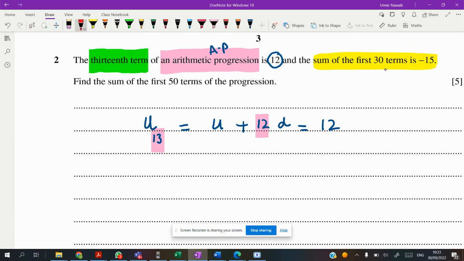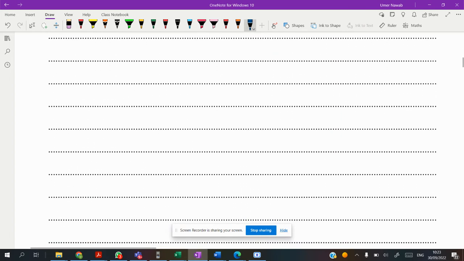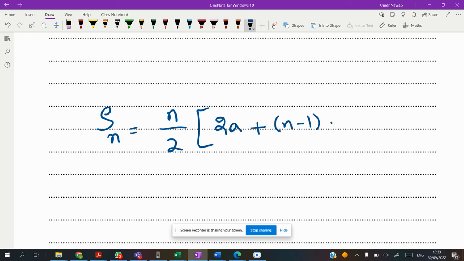So let me write here, the sum of the first 30 terms is minus 15. Did I talk about the AP sum formula? No, I didn't. Sn is always equal to n over 2, and it is provided in the MF19 formula sheet: 2a plus n minus 1 d. What is this d? D is the common difference. Actually, I'm using u, so u is the first term. N is the position number. So n over 2, 2u plus n minus 1 d.